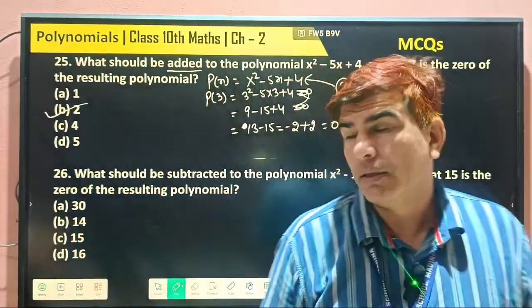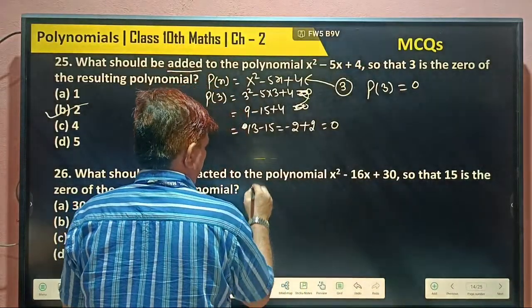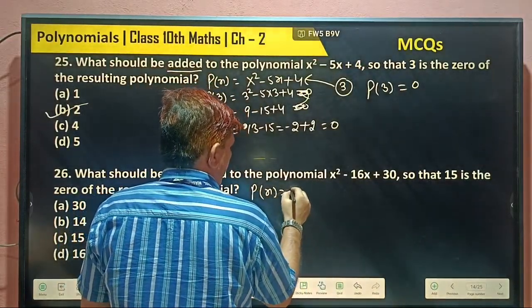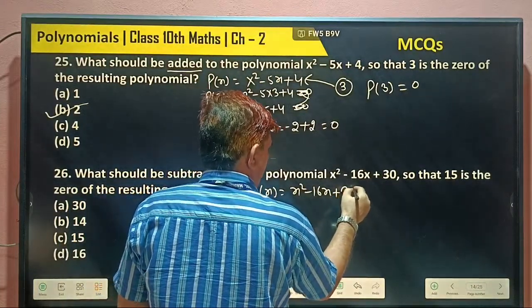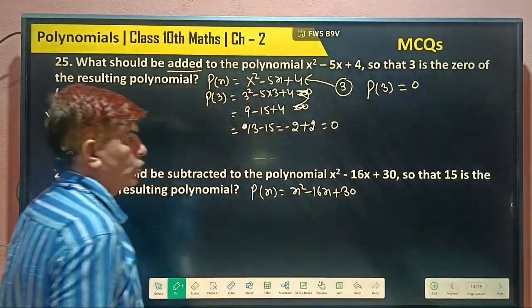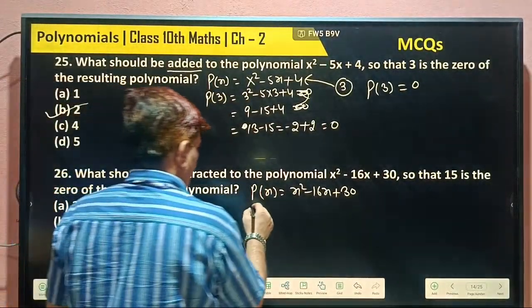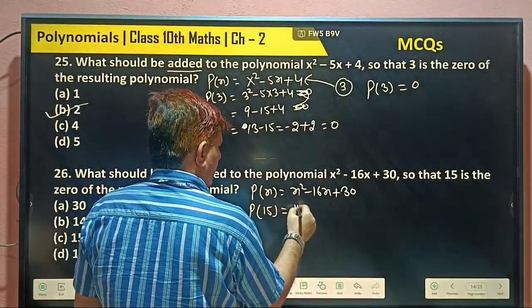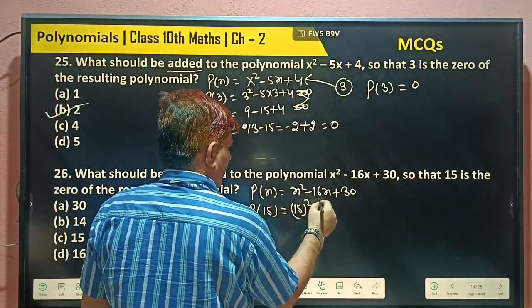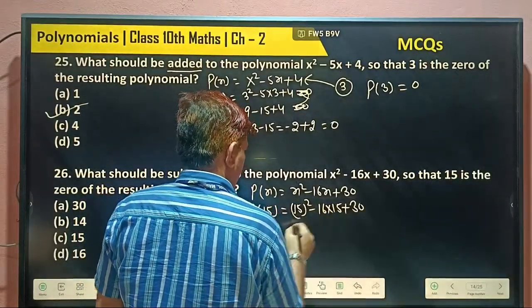Next, also related to this. What should be subtracted from the polynomial? Which polynomial? p(x), what is this? x square minus 16x plus 30, so that 15 is the zero of the resulting polynomial. So p of 15 we can put. 15 square minus 16 into 15 plus 30.